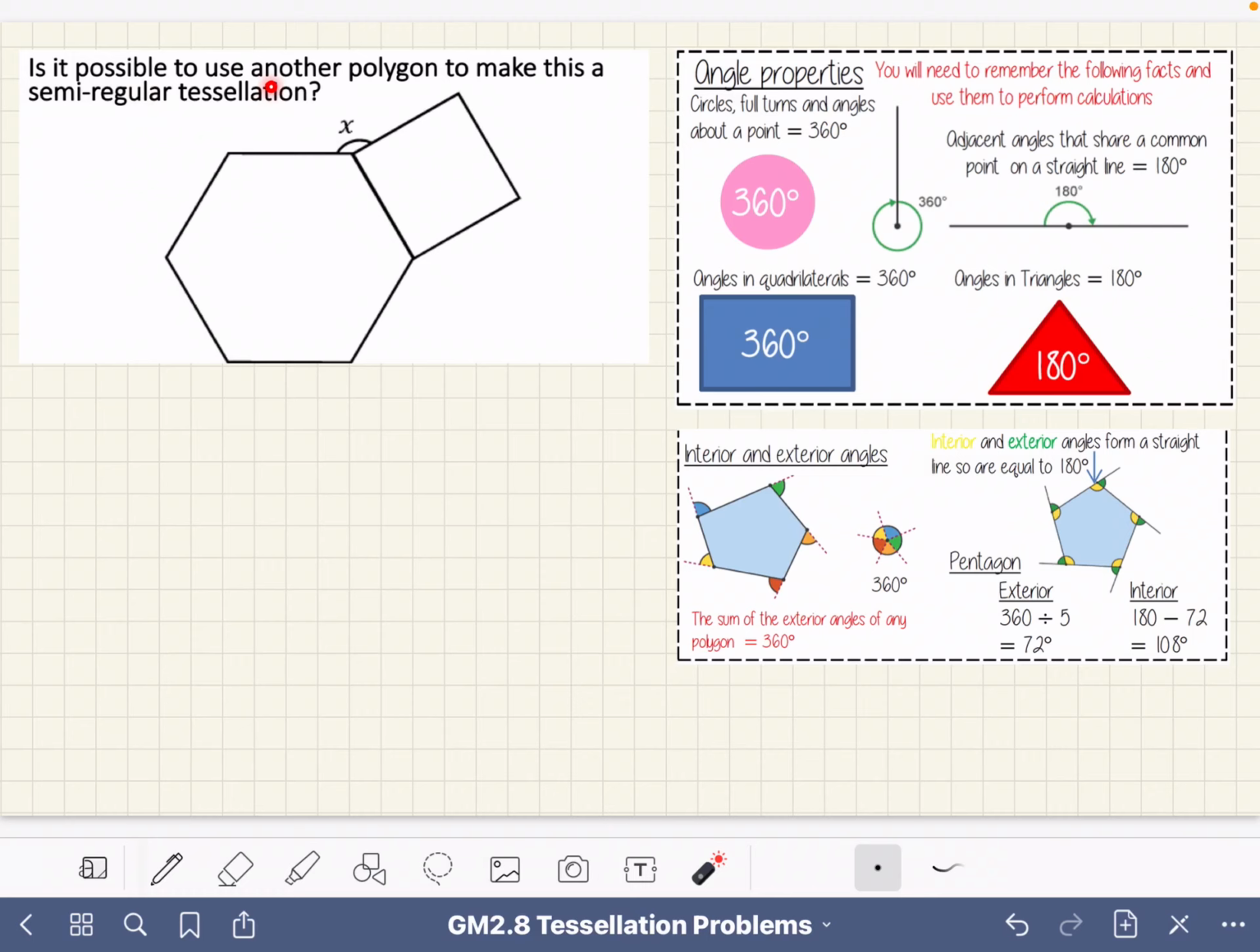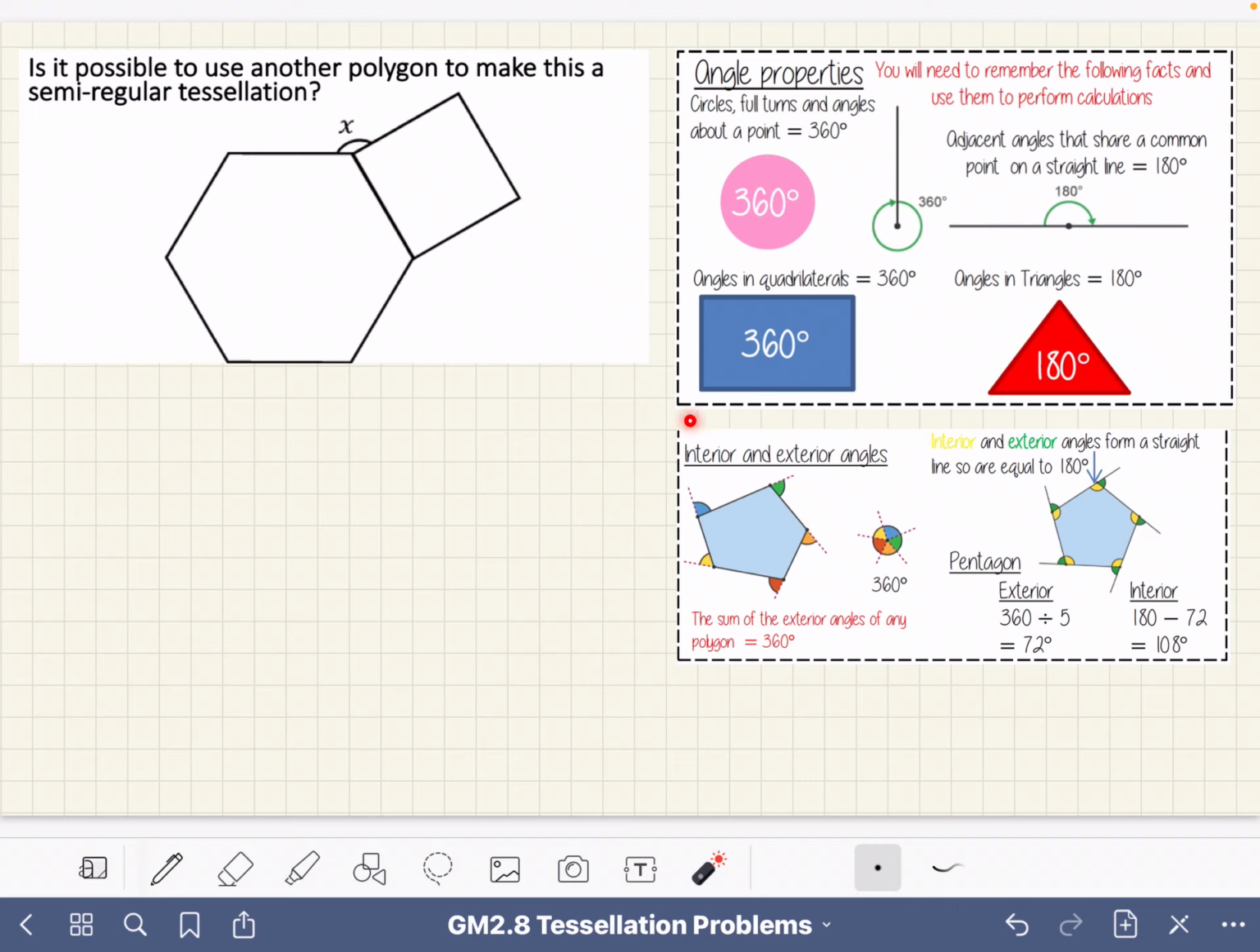Is it possible to use another polygon to make this a semi-regular tessellation? So we should remember from previous lessons that if something will tessellate, it means that it will meet at a point and form 360 degrees with its internal angles. So we first need to work out what x is by working out what the interior angles of these two shapes are. So I've got a regular hexagon and I have a square.